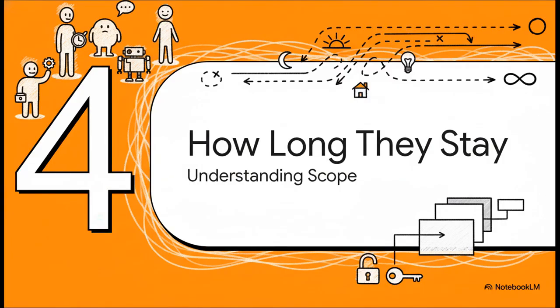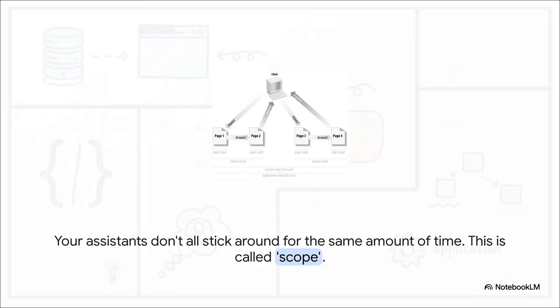So we have these 4 assistants, right? But here's the thing. They don't all work the same hours. They stick around for different amounts of time, which in the programming world we call scope. This diagram here shows the idea perfectly. As you can see, some information has a really short lifespan, while other bits of data stick around for a user's entire visit, or even for every single user on the site. This whole concept is called scope, and it basically decides how long each of our assistants stays on the job.